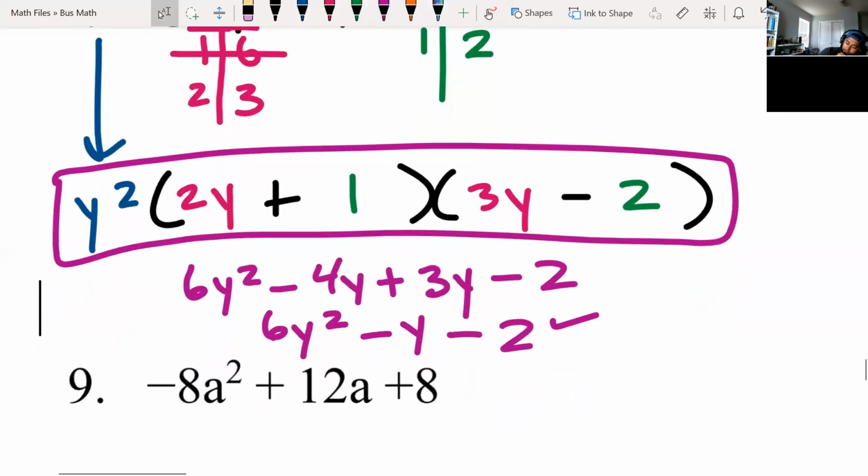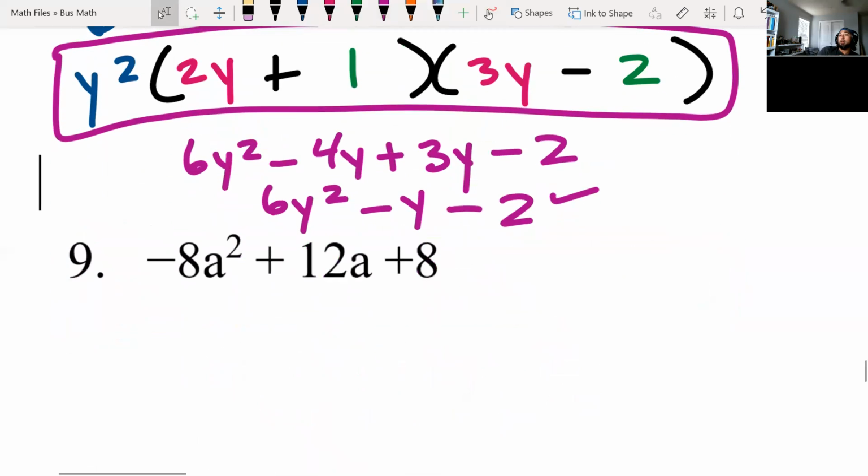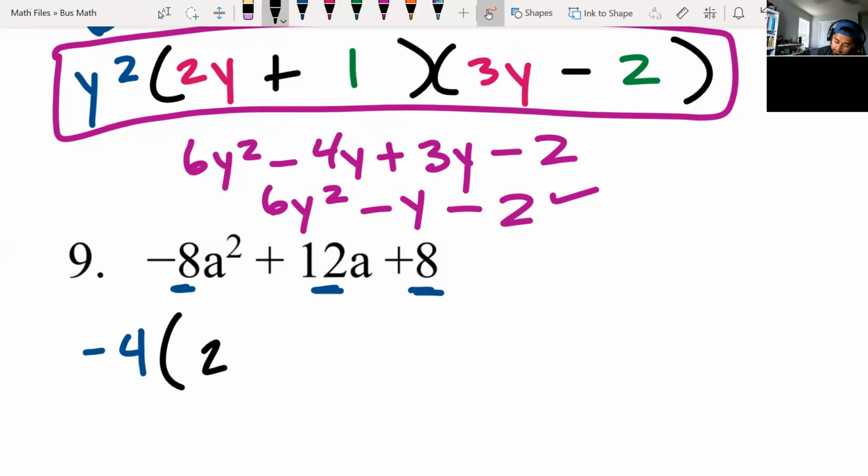All right. 9. Negative 8a squared plus 12a plus 8. Okay, well, we hate that negative in front. So we're going to factor a negative out. But is there another common factor other than the negative 1? 4. So we're going to take out a negative 4. And that's going to make positive 2a squared minus 3a minus 2.